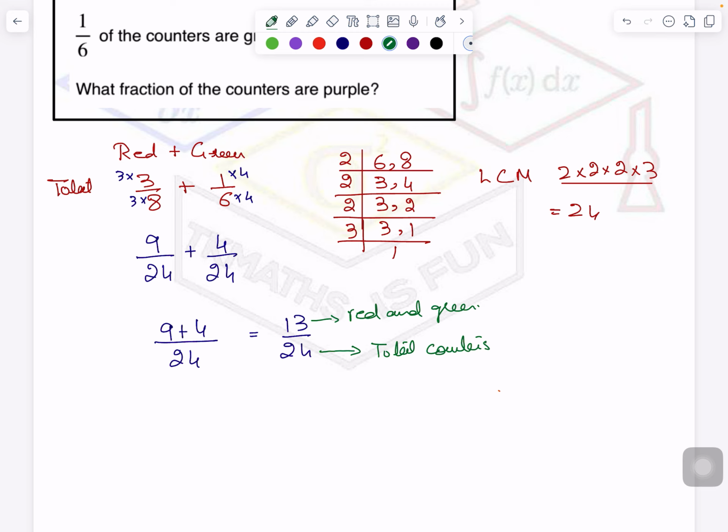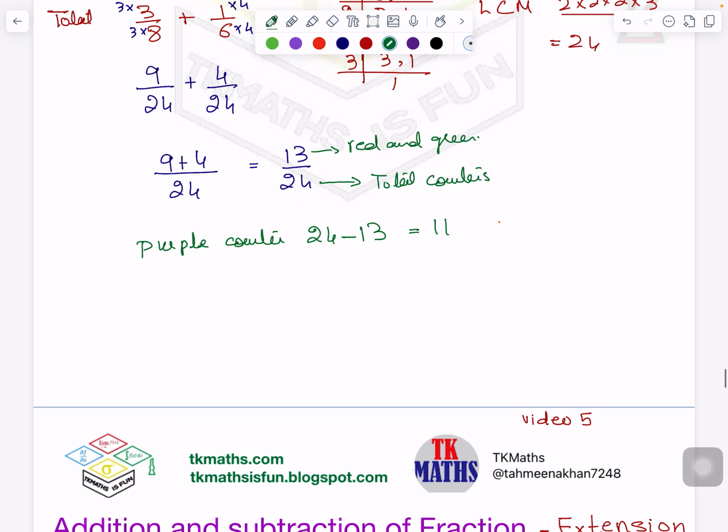So what is left now? Purple is left. So the purple counters can easily be calculated now. Can you tell me how? Yes, you are absolutely right. 24 minus 13 will give me how many purple counters there are: 11 counters. But is the question asking how many purple counters there are? No. What is the question asking? The fraction of the purple counters. So what will you write here? 11 over 24. So this is your answer. Always make a box around your final answer. That will avoid all sorts of confusion.